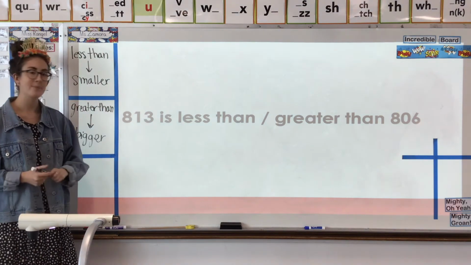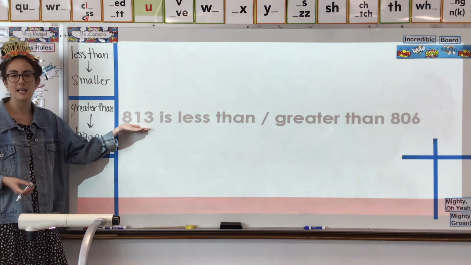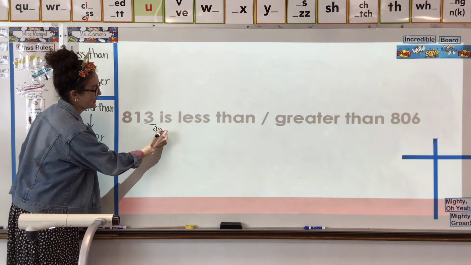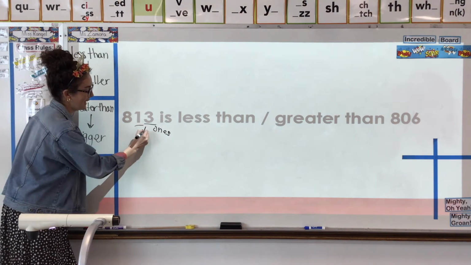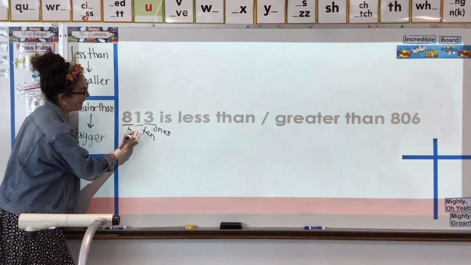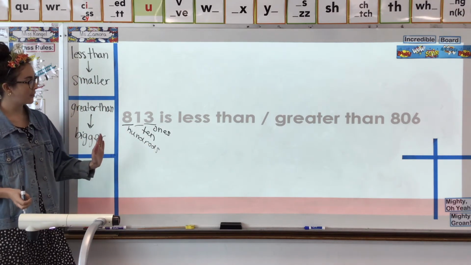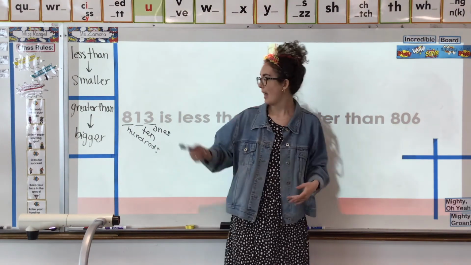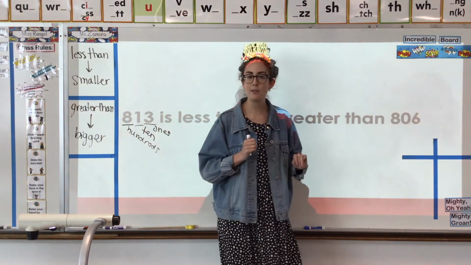So, second grade, how many ones are in 813? How many ones? There's 3 ones exactly. How many tens? There's 1 ten. And how many hundreds? There are 8 hundreds. Good job. So looking at 813, we have to compare it to 806. How is 813 similar or different than 806?